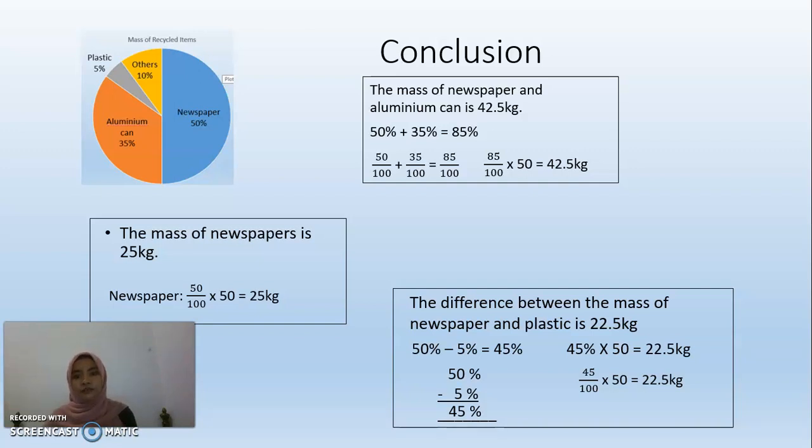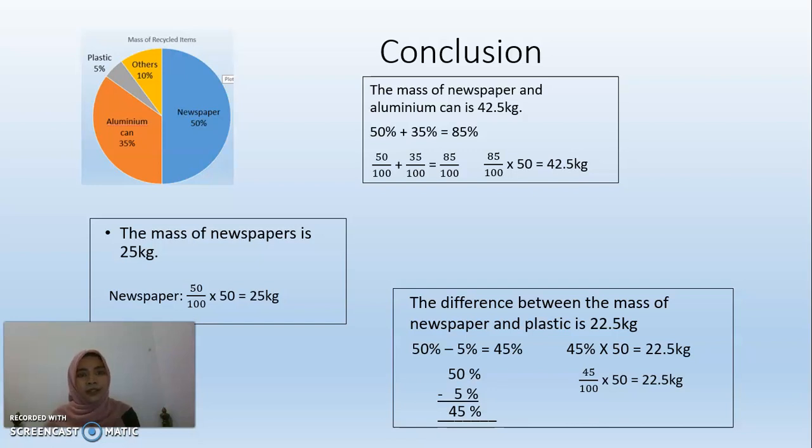Okay, the third question. The difference between the mass of newspaper and plastic is 22.5 kilogram. How do we get the answer? Okay, the mass of newspaper is 50%, minus plastic 5%, and we will get 45%. So 45 over 100 times 50 kilogram. So we get 22.5 kilogram. So the difference between the mass of newspaper and plastic is 22.5 kilogram.